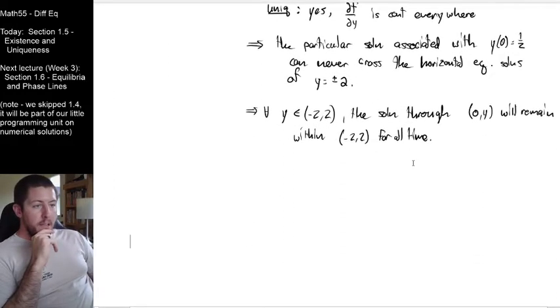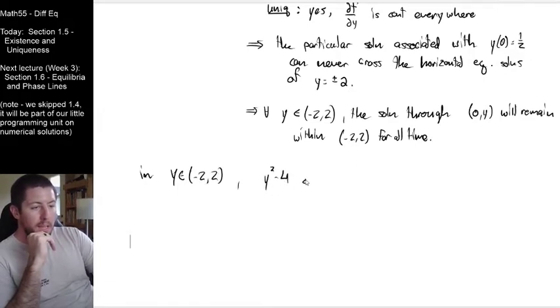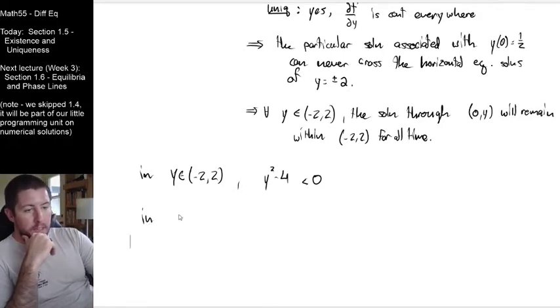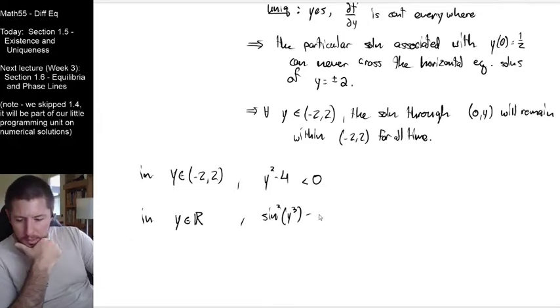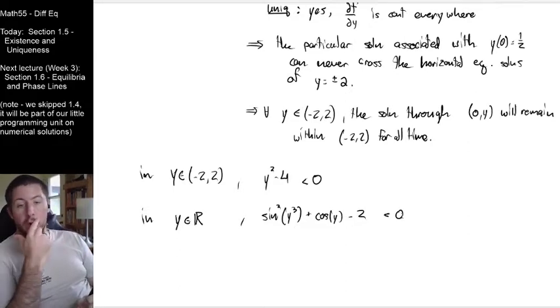Another thing I can see for myself is that in y being from negative 2 to 2, the expression y squared minus 4 is less than 0, always. So we're guaranteed to get a negative contribution from that guy. Another thing that I can see is that in y being an element of, in fact, the real numbers, our sine squared of y cubed plus cosine of y minus 2 is always less than 0. And that's for all real numbers out there.